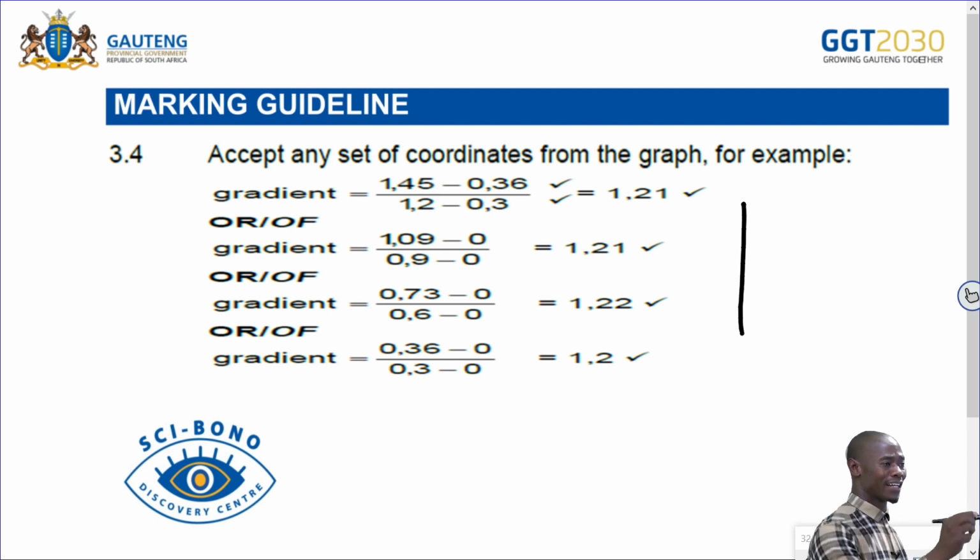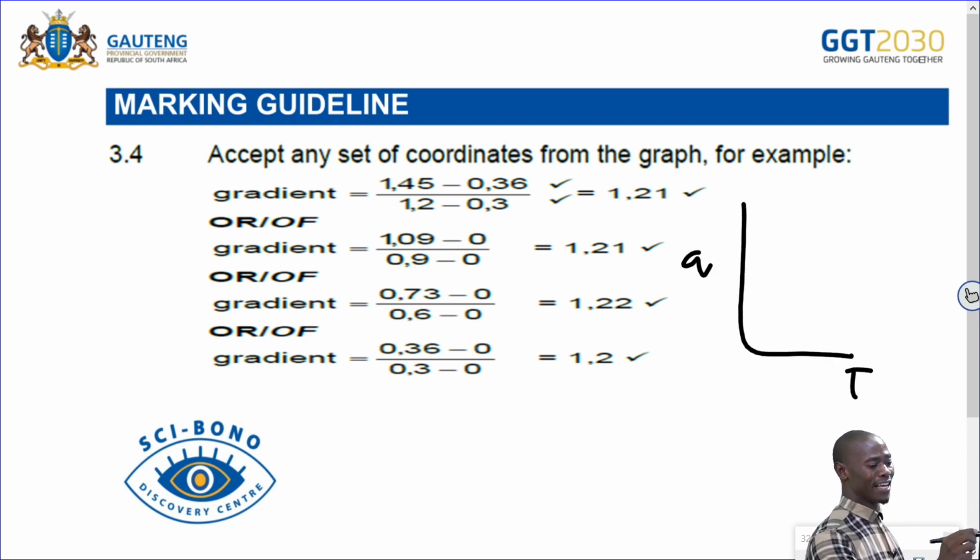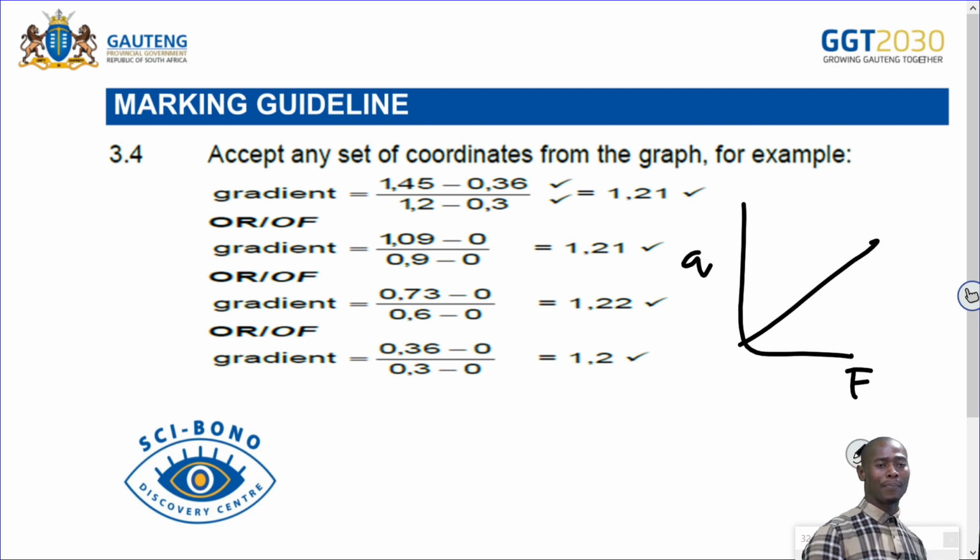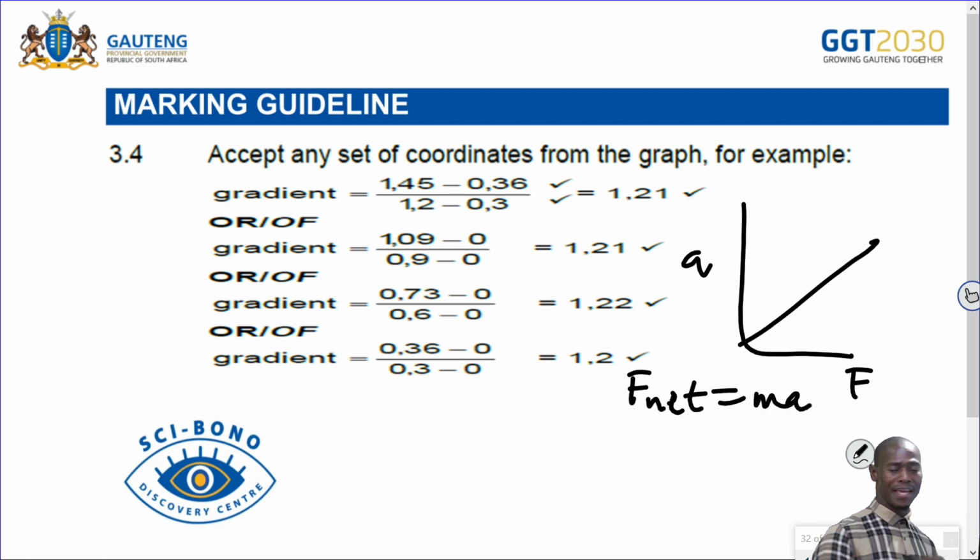Then you have the graph of acceleration versus net force. The gradient represents what? Remember F net is equal to ma. We are verifying Newton's second law, right? And this is a straight line, so we know the equation of a straight line. In mathematics, it's y equals mx plus c. But in this case, since my graph starts from the origin, my c will be 0, so it's y equals mx.